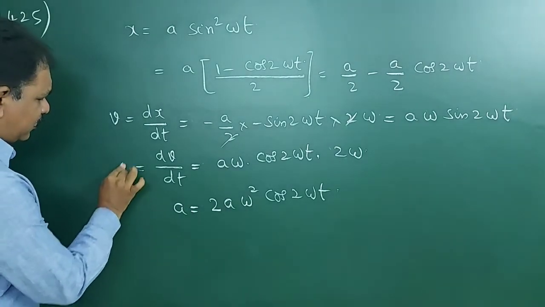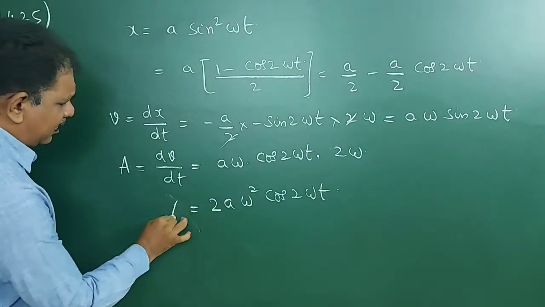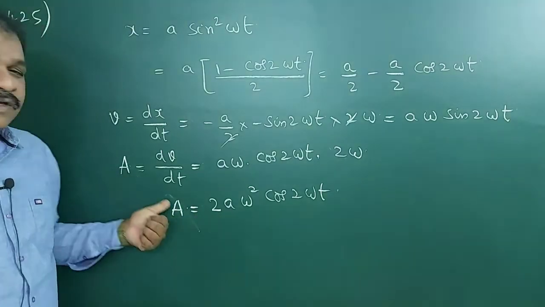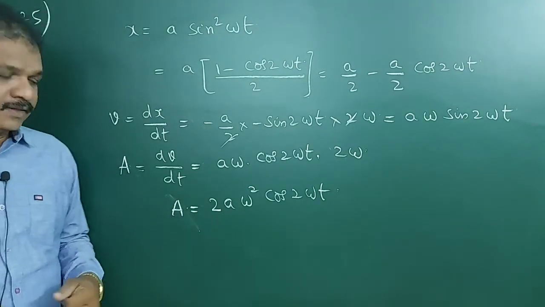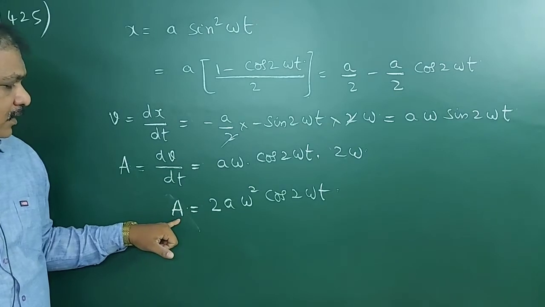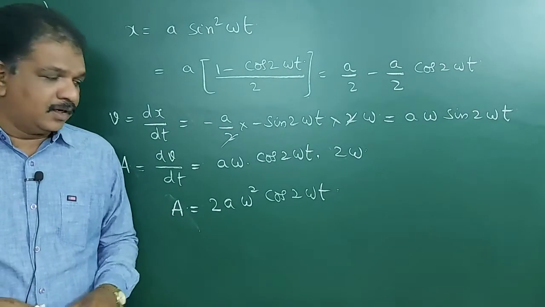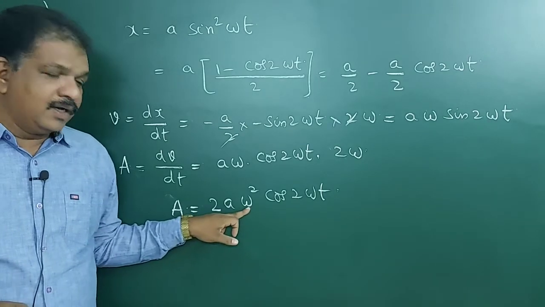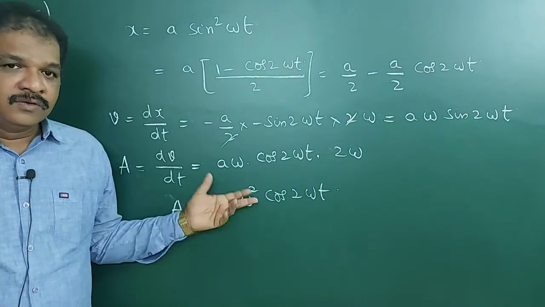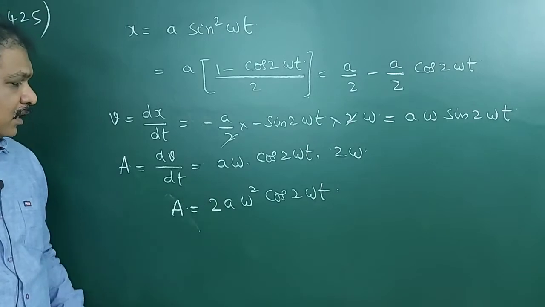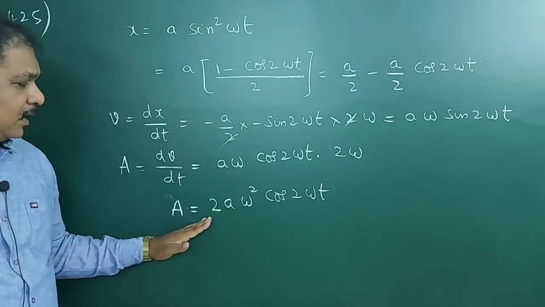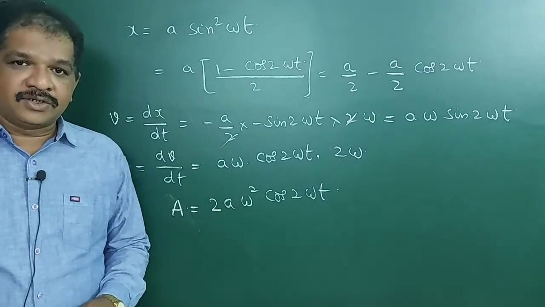To avoid confusion, I will write it as capital A. Here let us assume capital A is the acceleration. So acceleration is not proportional to displacement here, because here omega square is there. So that's why this equation is not valid. So particle is not in SHM.